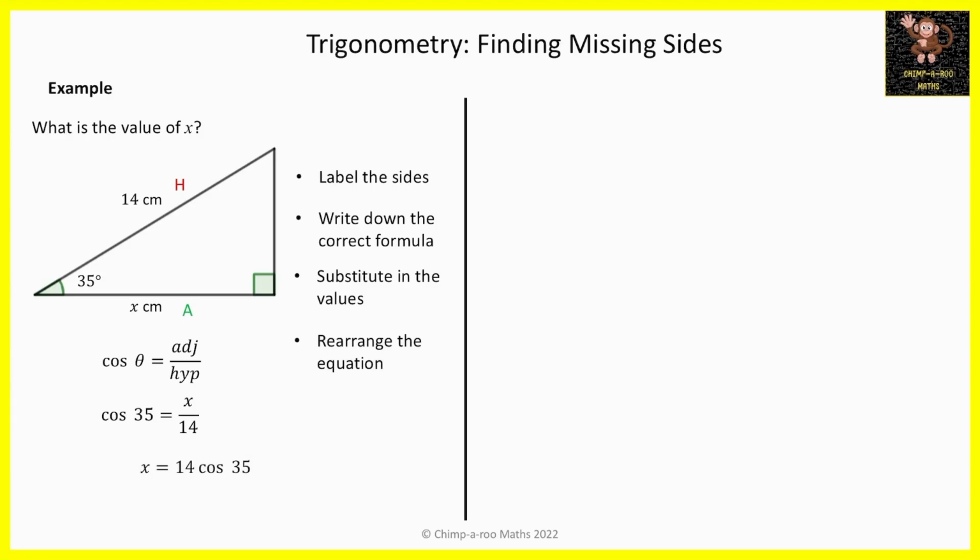Now always write it down like that, because that's what you're going to type into your calculator. That's the only time you need your calculator, right at the very end. We'll just solve that equation, and x is 11.5 to 3 significant figures, which is usually a sensible degree of accuracy.